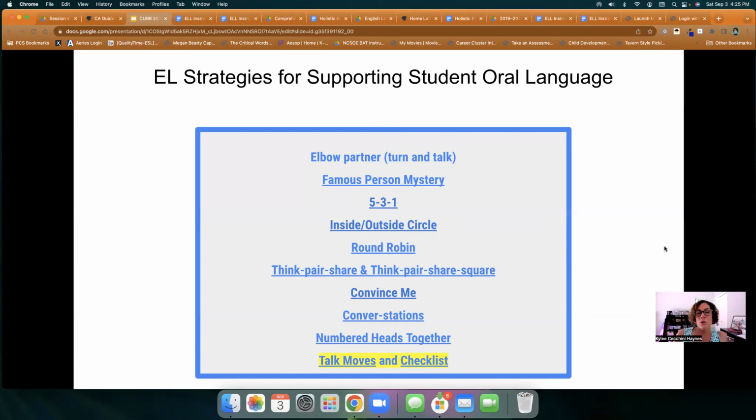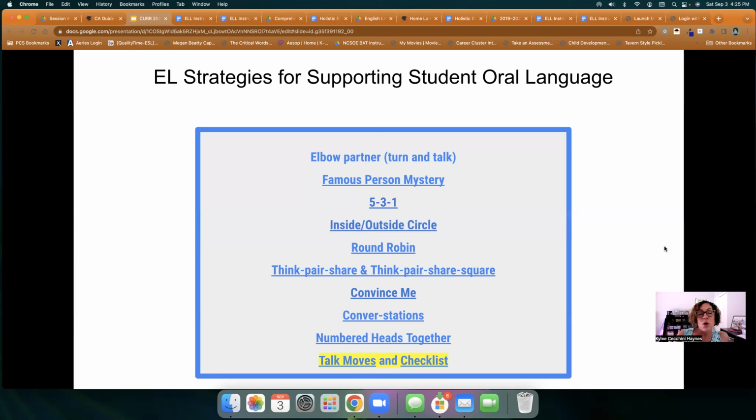5-3-1, where this can be used in different ways, but tell 5 things that you learned, 3 ways that you're going to use it. There's just different ways of doing that. Anyway, these are all linked to kind of show you, giving you examples of how they're used and what the strategy is. It describes the strategy, how it's used.